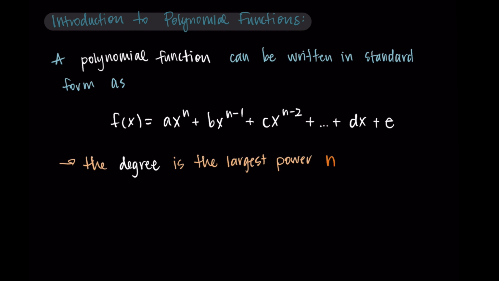So if we look at that exponent, the number that is the largest of all of the exponents, that's our degree for the polynomial. We typically write it as the first term. Someone might hide that somewhere else in the formula, but convention is to typically write it as the first term. So a times x to the n, that n is the degree of the polynomial.